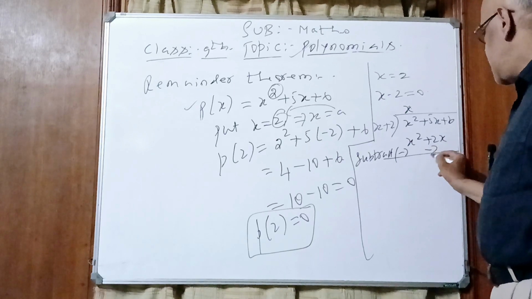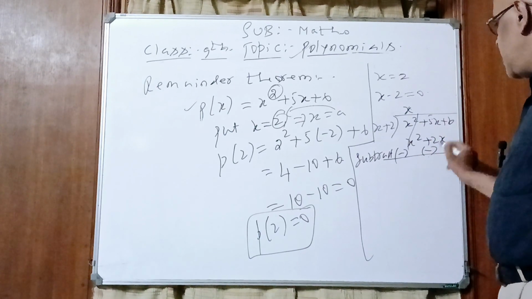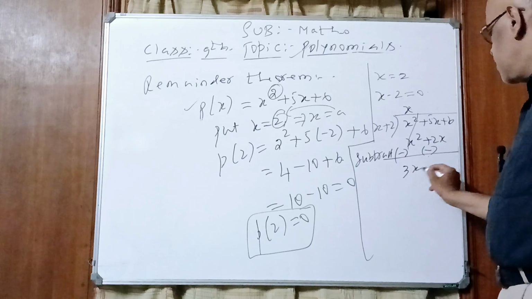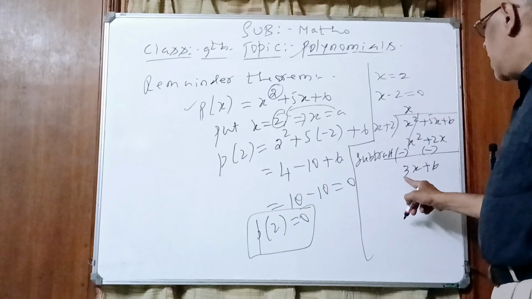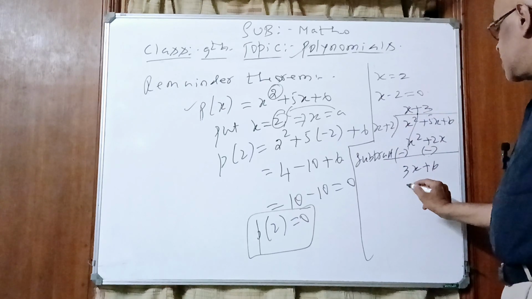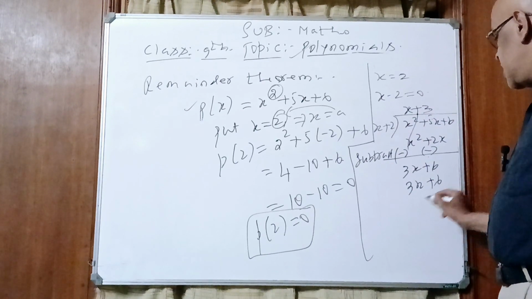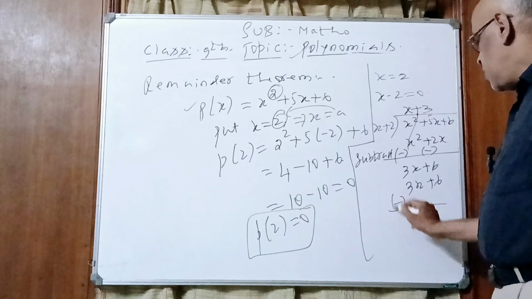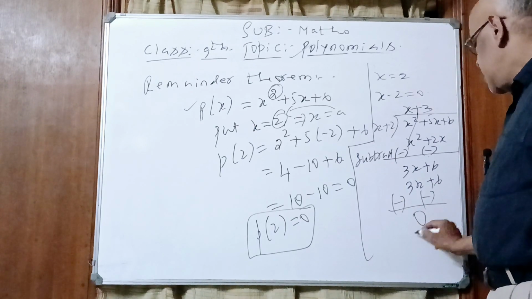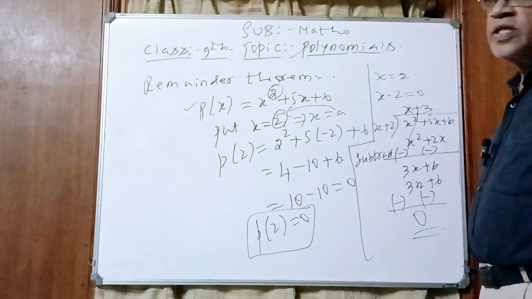Plus becomes minus. 5 minus 2, 3. 3x plus 6. Now 3x should vanish. So multiply by 3. 3 into x, 3x. Plus 2 into plus 3, plus 6. Again subtract. What do we get? Answer 0. Now I hope you understood the theorem.